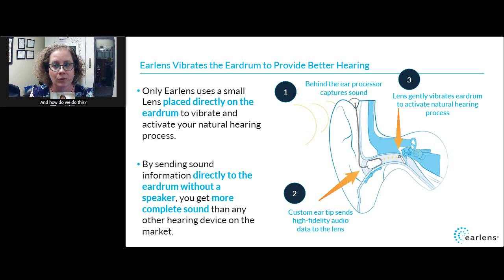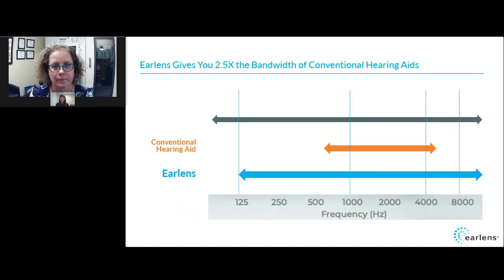And how do we do this? Once you get your Earlens, your custom ear tip will send a high-fidelity audio data directly to the lens. The lens then vibrates your eardrum harder than a traditional hearing aid, which activates your natural hearing process. By sending the information directly to the eardrum without a speaker, you will get a more complete sound than any other hearing aid device on the market.